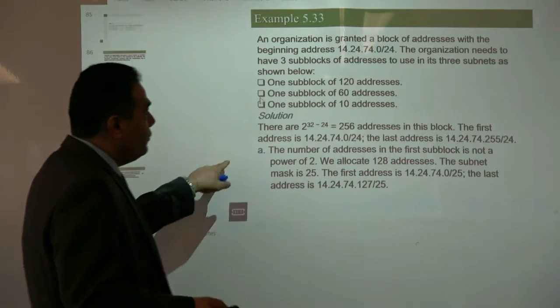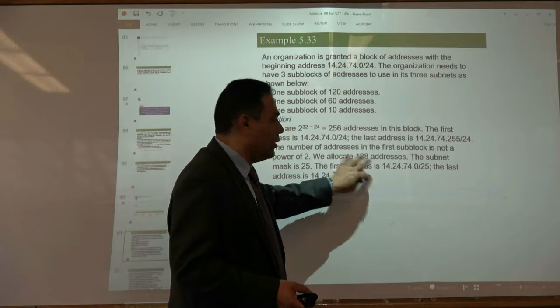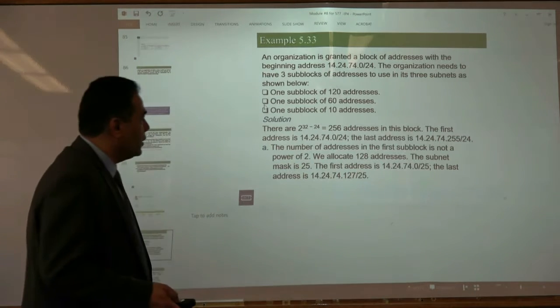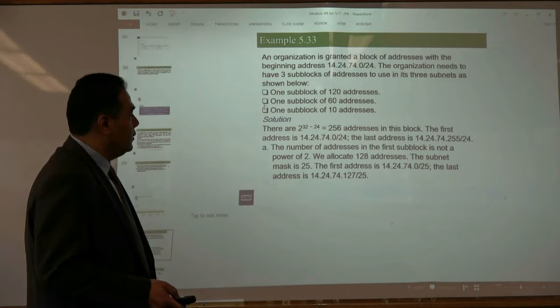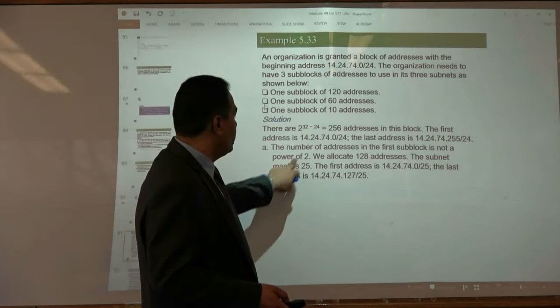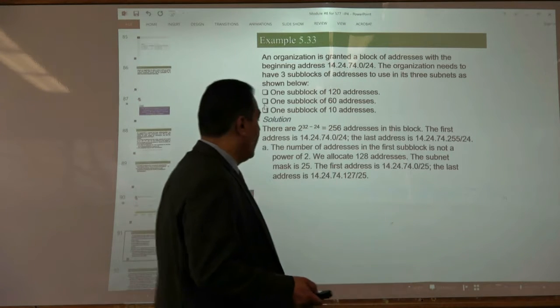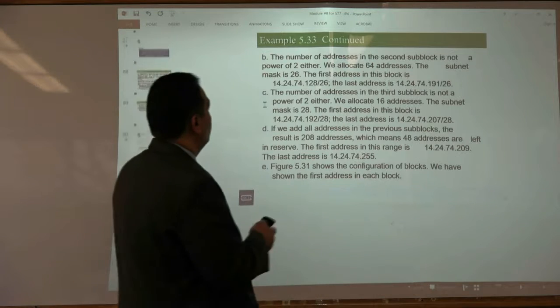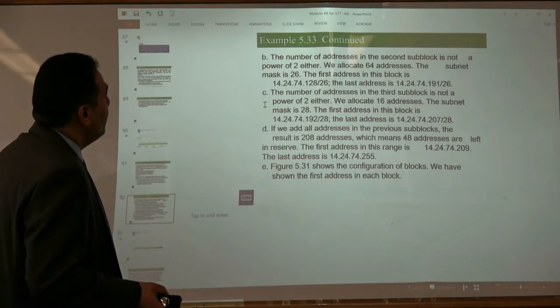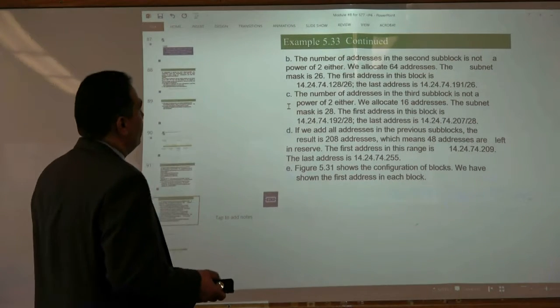So the number of addresses in the first sub-block is not a power of 2. We allocate 128. You understand? I already mentioned that, right? Okay? Alright, so you allocate 128 addresses. The subnet mask is /25. Not 24, 25. The second one and the last one are done the same way. The number of addresses in the second sub-block is not a power of 2, the same thing in the third one.